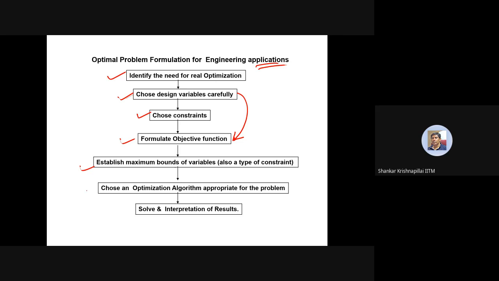Then choose an optimization algorithm which is appropriate for the problem. So if the objective function is linear and constraints are linear, you can choose linear programming method. And if your objective function has a lot of local and global peaks, then you should choose genetic algorithm. Otherwise, if you use calculus-based method, it will be stuck in the peak nearest to the starting point. Then you must be able to interpret the results.